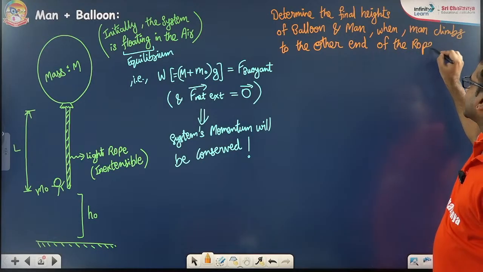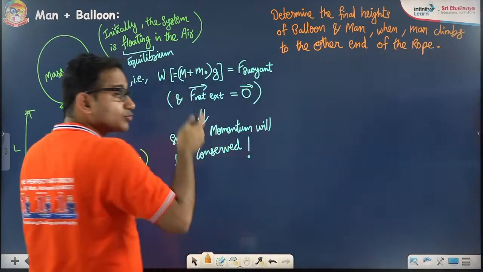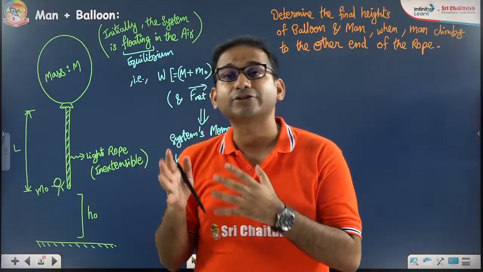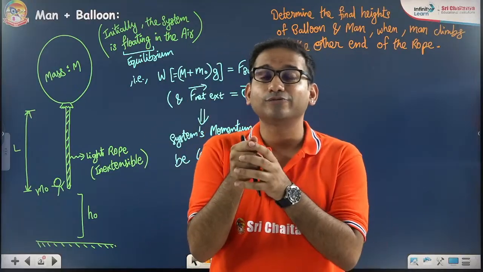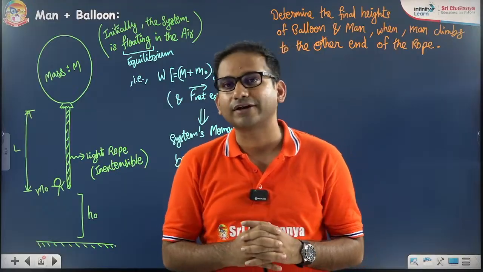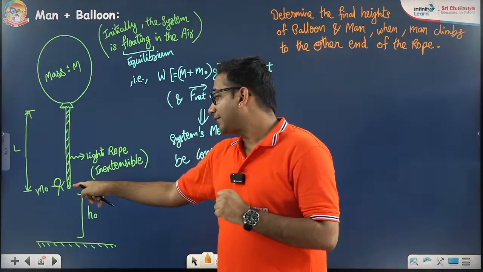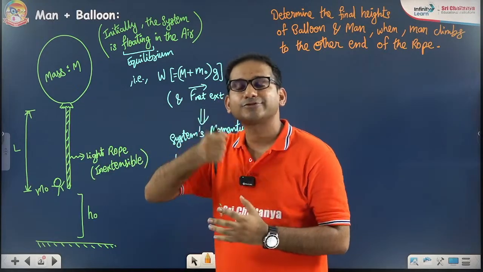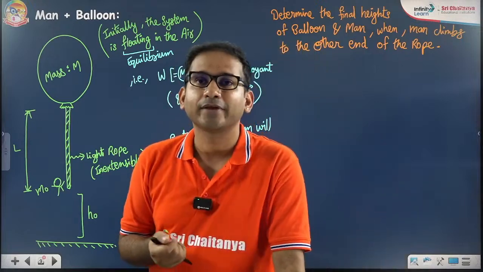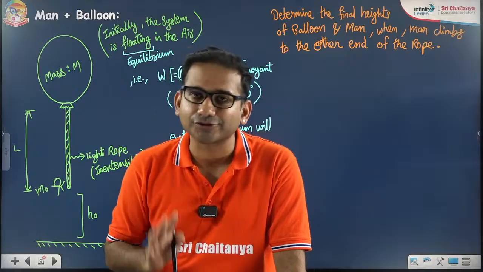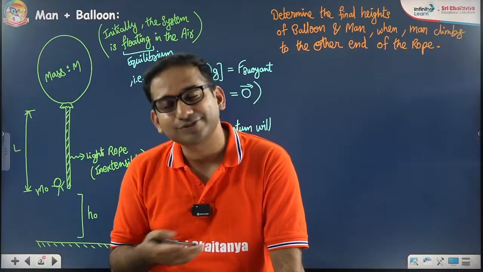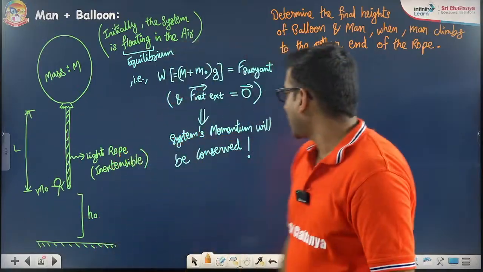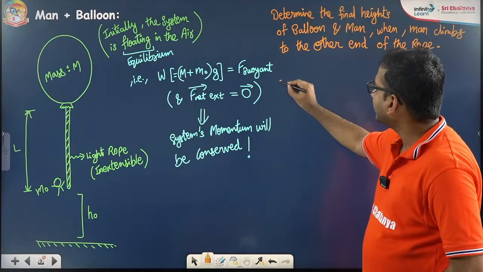I hope you have understood this. Basically, if the man has to climb over the rope, even for hanging, there has to be friction. The rope cannot be smooth, because if the rope were smooth, the man would slip down under the action of gravity. So if the man wants to climb over the rope, there has to be friction between the hands and the rope. But that friction will become an internal force here. And if that friction is an internal force, again there is no external force, so again the system's momentum can be conserved.